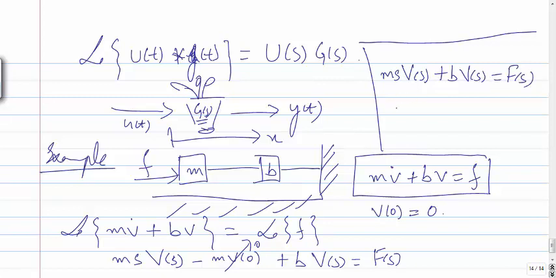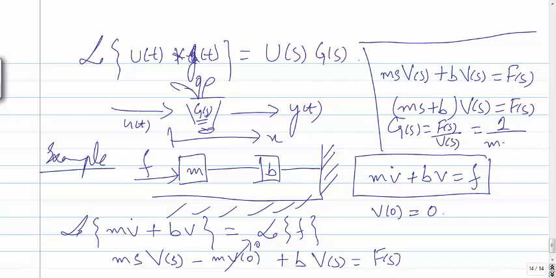If I take out V of s common, it becomes m s plus b times V of s equal to F of s. As we know that the ratio of output to input is the transfer function, in that case G of s equals V of s divided by F of s, which is equal to 1 divided by m s plus b. Now assume that this is the transfer function we calculated. Now let's see how this transfer function helps us. If I go to the next one, I just wrote the transfer function here.